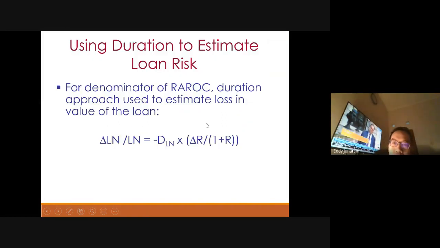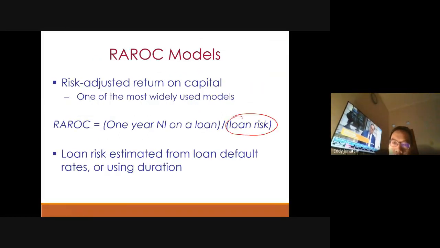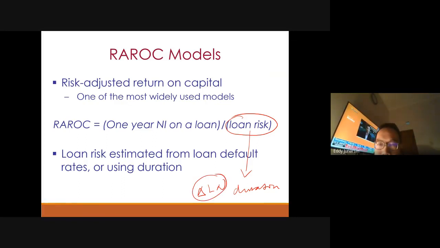We use this representation, right? We use the change in the loan value as a representation of the loan risk. That's why, again, the loan risk can be represented using the duration method. So the change in loan value is considered the loan risk, right? So we already found the denominator using the duration method. So we find the change in loan value because of the change in interest rate.